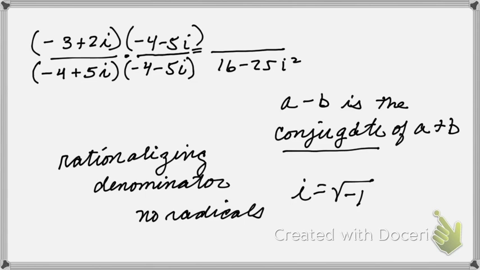In the numerator, negative 3 times negative 4 is 12. And then I've got plus 15 minus 8. So plus 15 minus 8 is going to be 7i. And we've got minus 10i squared.